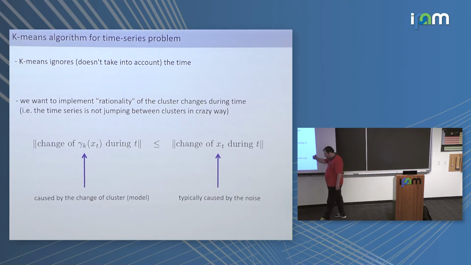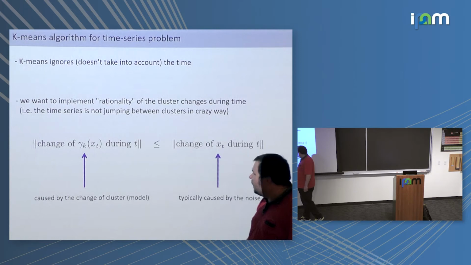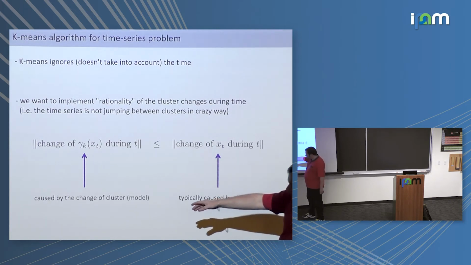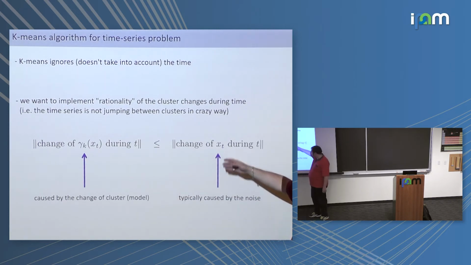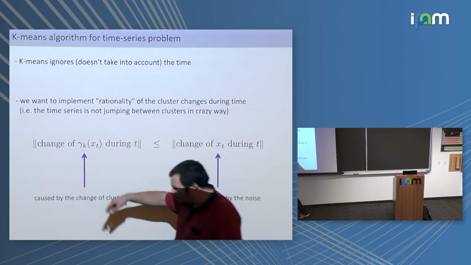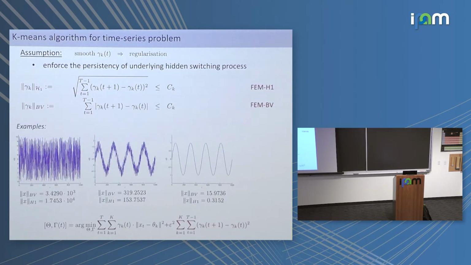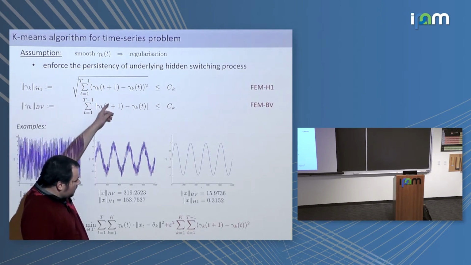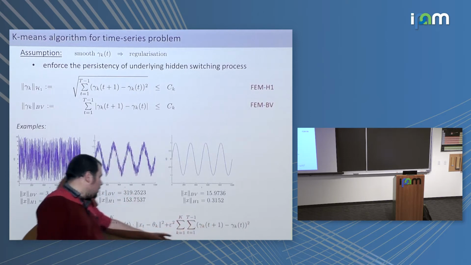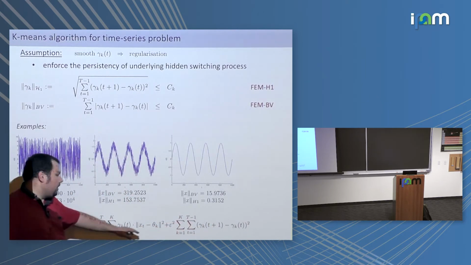So the regimes are not switching in a crazy way, because usually the switching of the original signal is caused by the noise, but our gamma should not switch as much as our signal. How to do that? We can use a regularization. In this case, we are using the H1 norm as an additional term to our objective function.